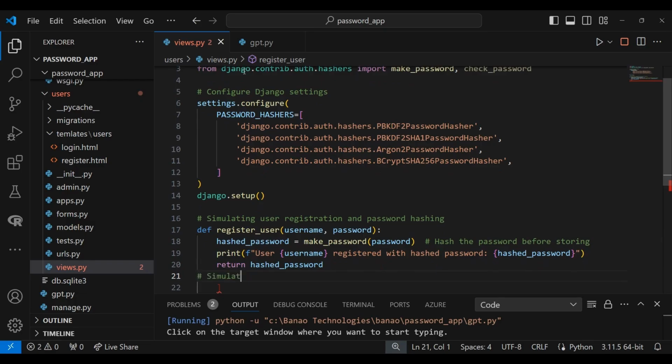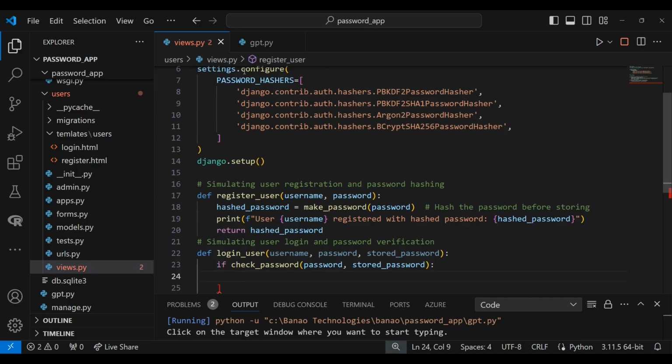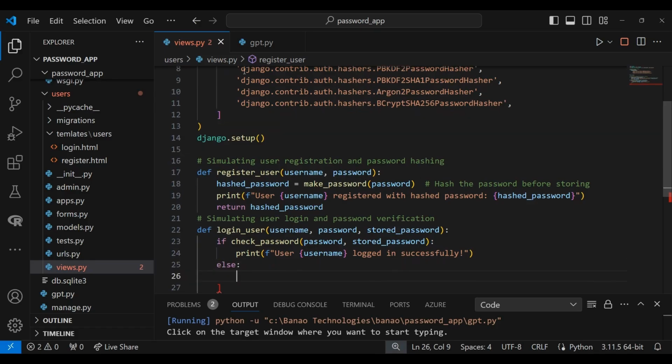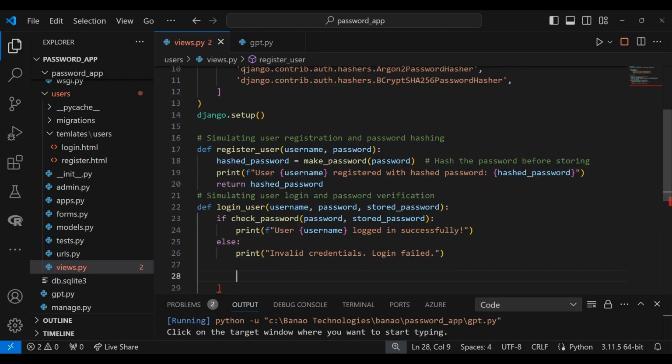During user login, the login user function compares the hashed password stored in the database with the password provided by the user using Django's check_password function. If the passwords match, the function notifies the user that they have successfully logged in. If there is a mismatch, indicating incorrect credentials, the user is alerted that the login has failed.